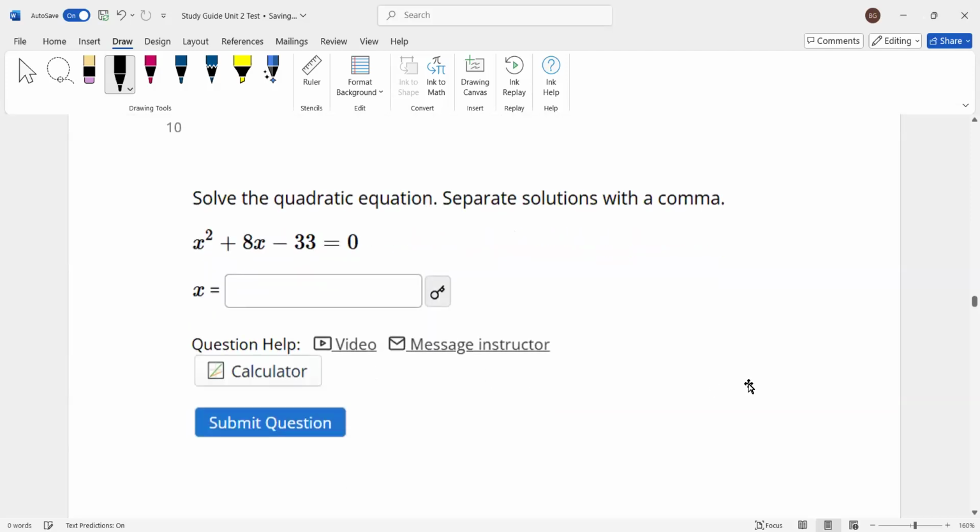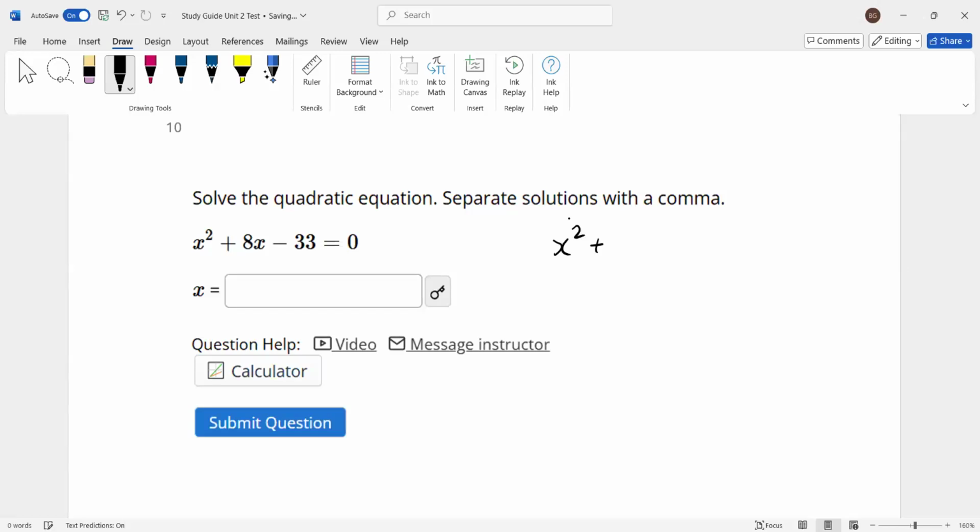Question number 10. Solve the quadratic equation. Separate solutions with a comma. Okay, solve the equation. I can factor this one very quickly, 33. 33 is 11 times 3. 11 minus 3 is 8. So I see this problem can be solved by using the factoring method. It doesn't even specify what method, right? If you want, you can use the quadratic formula. Totally fine with me.